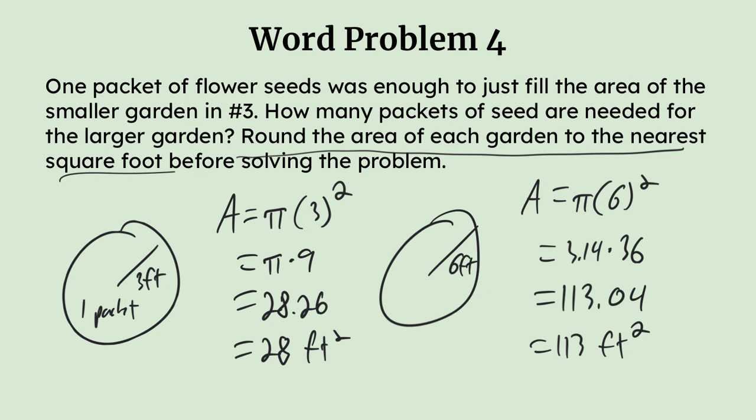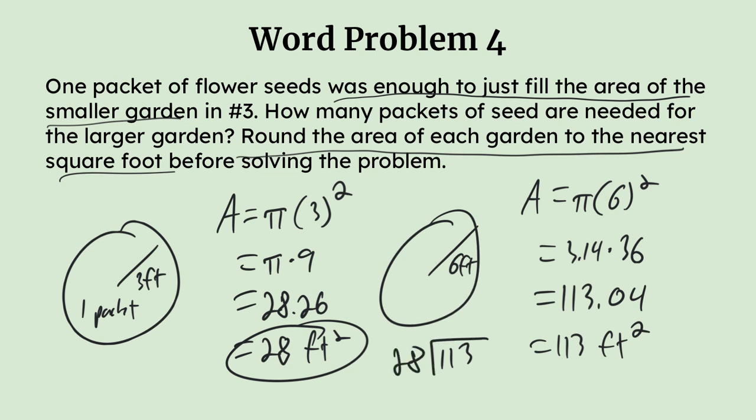It's a little bit of a trick question, but not much of a trick question. It says 28 square feet, because one packet was just enough to fill the area of the smaller garden. Okay? So if one packet can do 28 square feet, then we do 113 divided by 28. That would be 3, I think, is the closest we can get there.